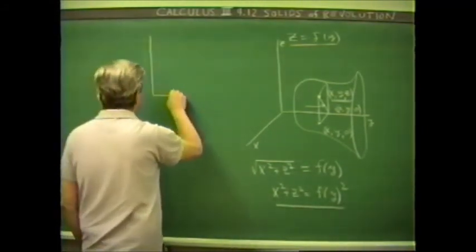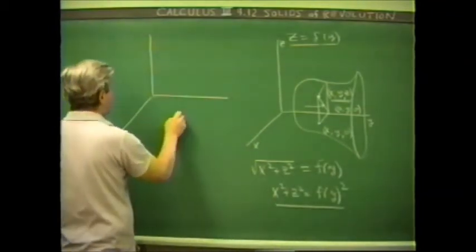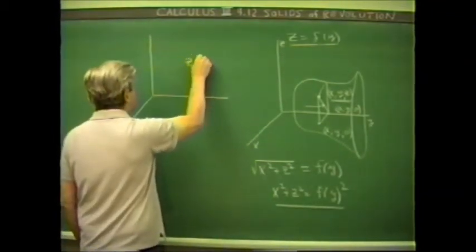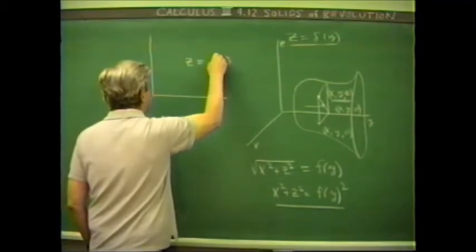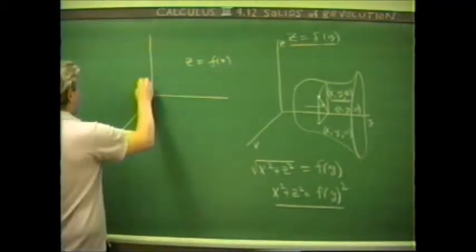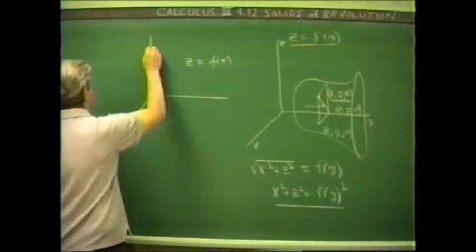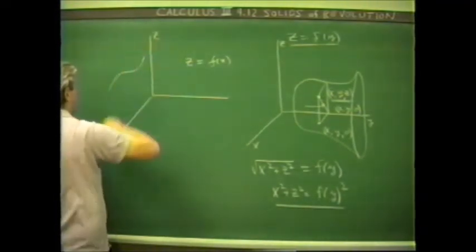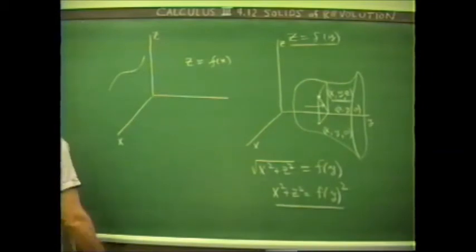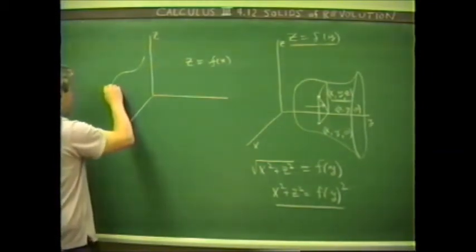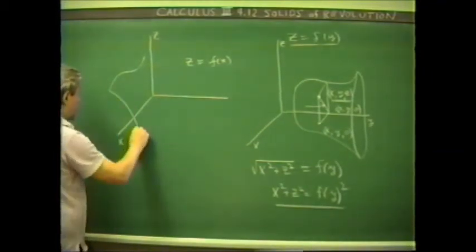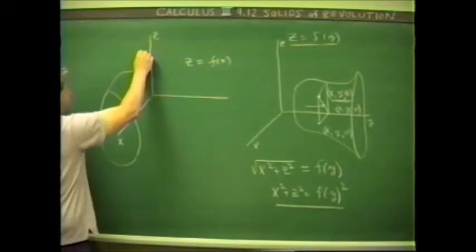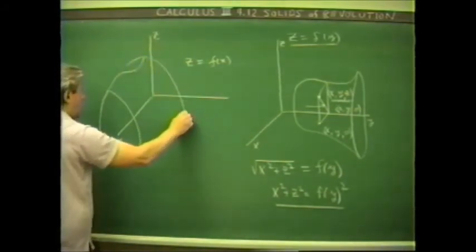Similarly here, let's take a look at this picture. Let's suppose that we've got z as a function of x, and so we've got z as a function of x over here, perhaps like so in the xz plane. And suppose we wish to revolve this about the x-axis, producing something that looks something like this.